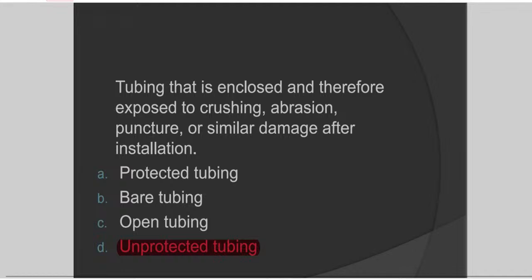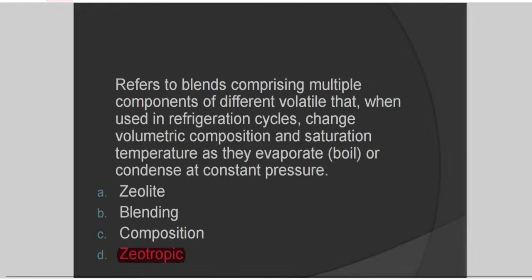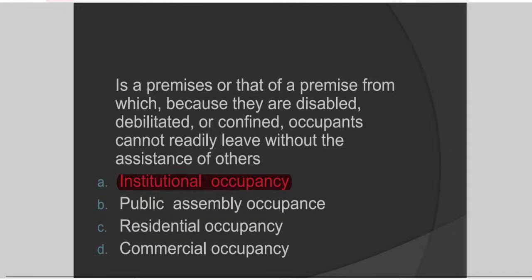C. Open tubing. D. Unprotected tubing. Refers to blends comprising multiple components of different volatilities that, when used in refrigeration cycles, change volumetric composition and saturation temperature as they evaporate, boil, or condense at constant pressure. A. Zeolite. B. Blending. C. Compositioned. D. Zeotropic. Is a premises from which, because they are disabled, debilitated, or confined, occupants cannot readily leave without the assistance of others.